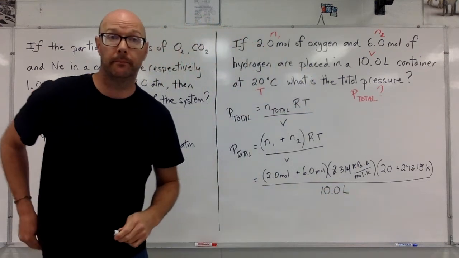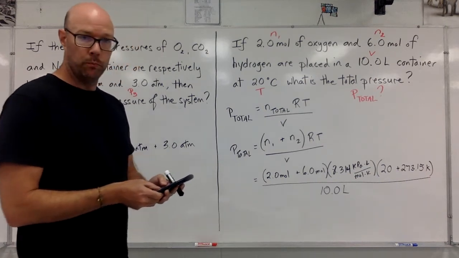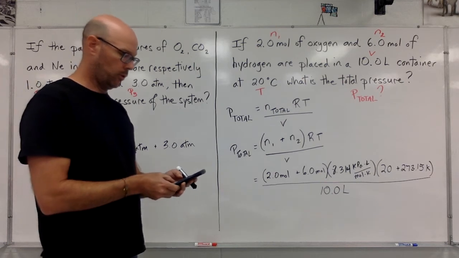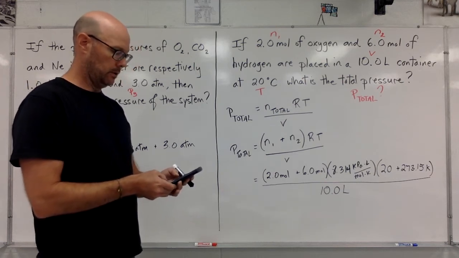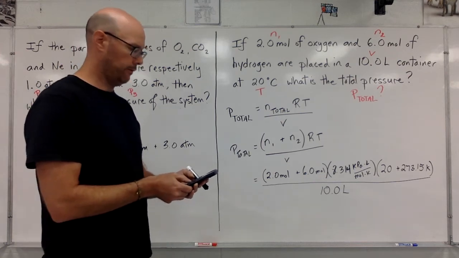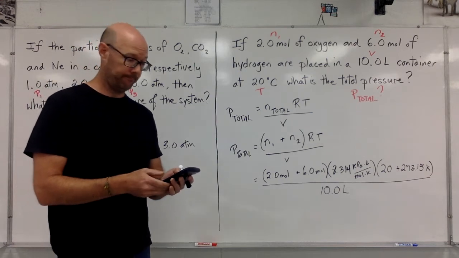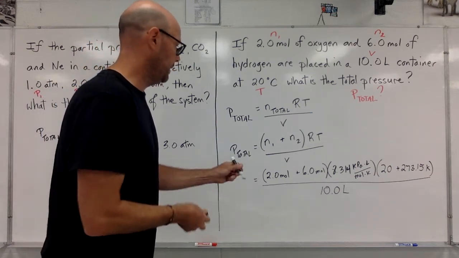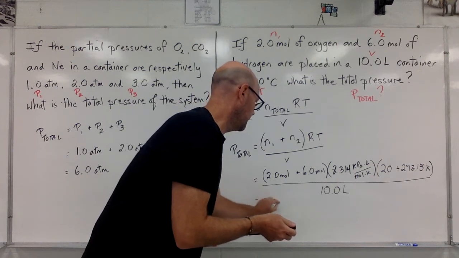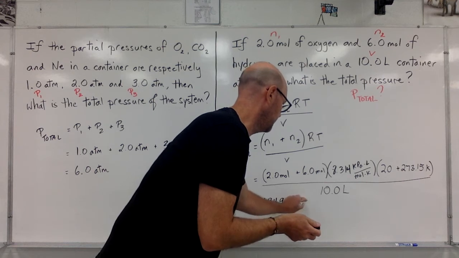Now we're calculating. 2 plus 6 times 8.314 times 20 plus 273.15 divided by 10. We get 1,949.79928.